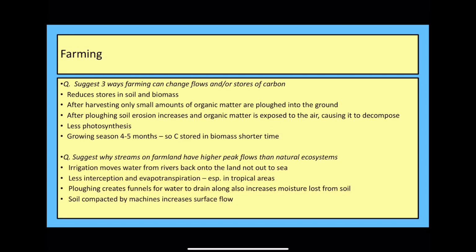We're watering the land, which means that there is already water in the pore spaces in the soil. So when it does then rain, we're going to get even higher flow rates. There's a lot less interception happening and a lot less transpiration because there's less plant life. Also, ploughing of the soil creates channels that water can flow along, and the use of machinery in the field compacts the ground, which then leads to increased surface flow.